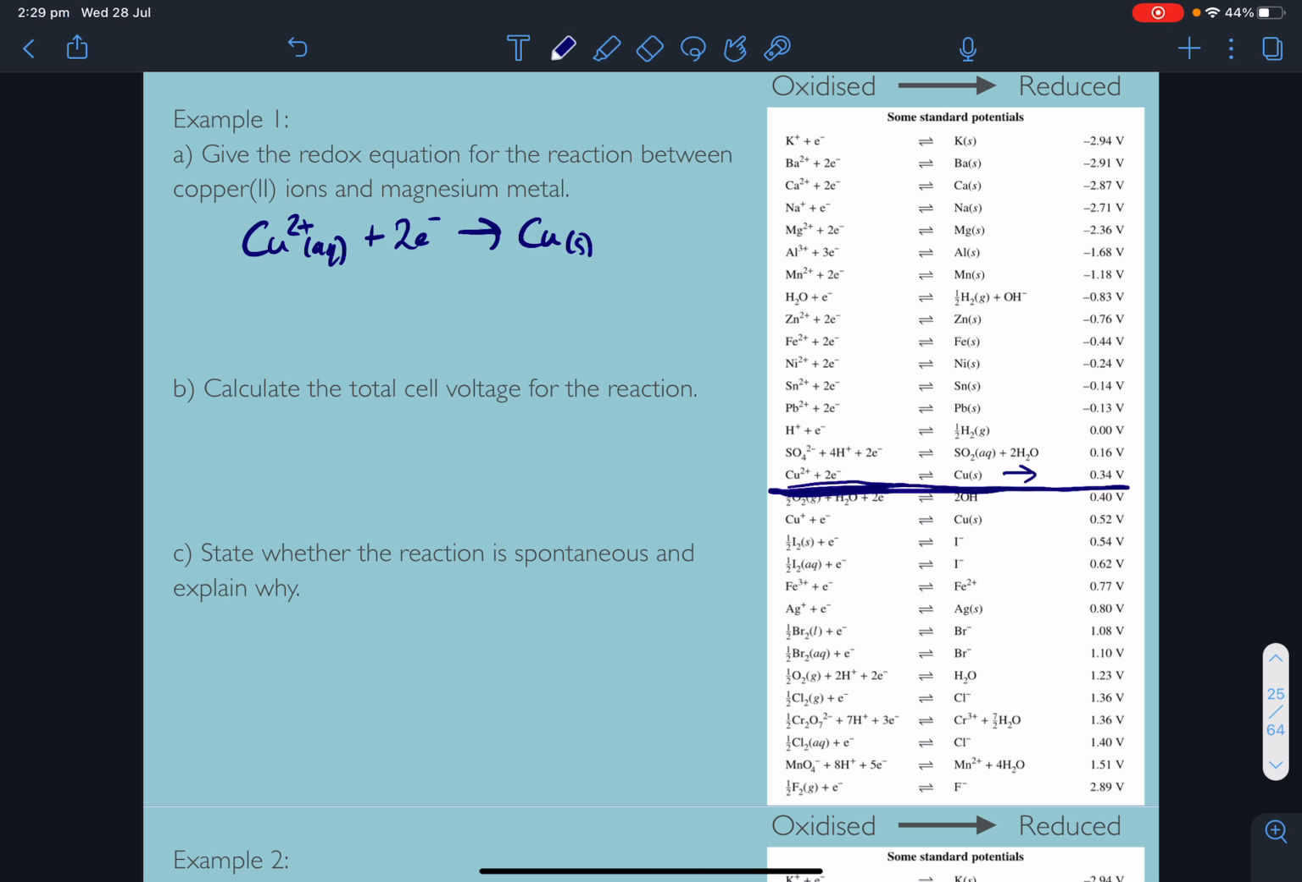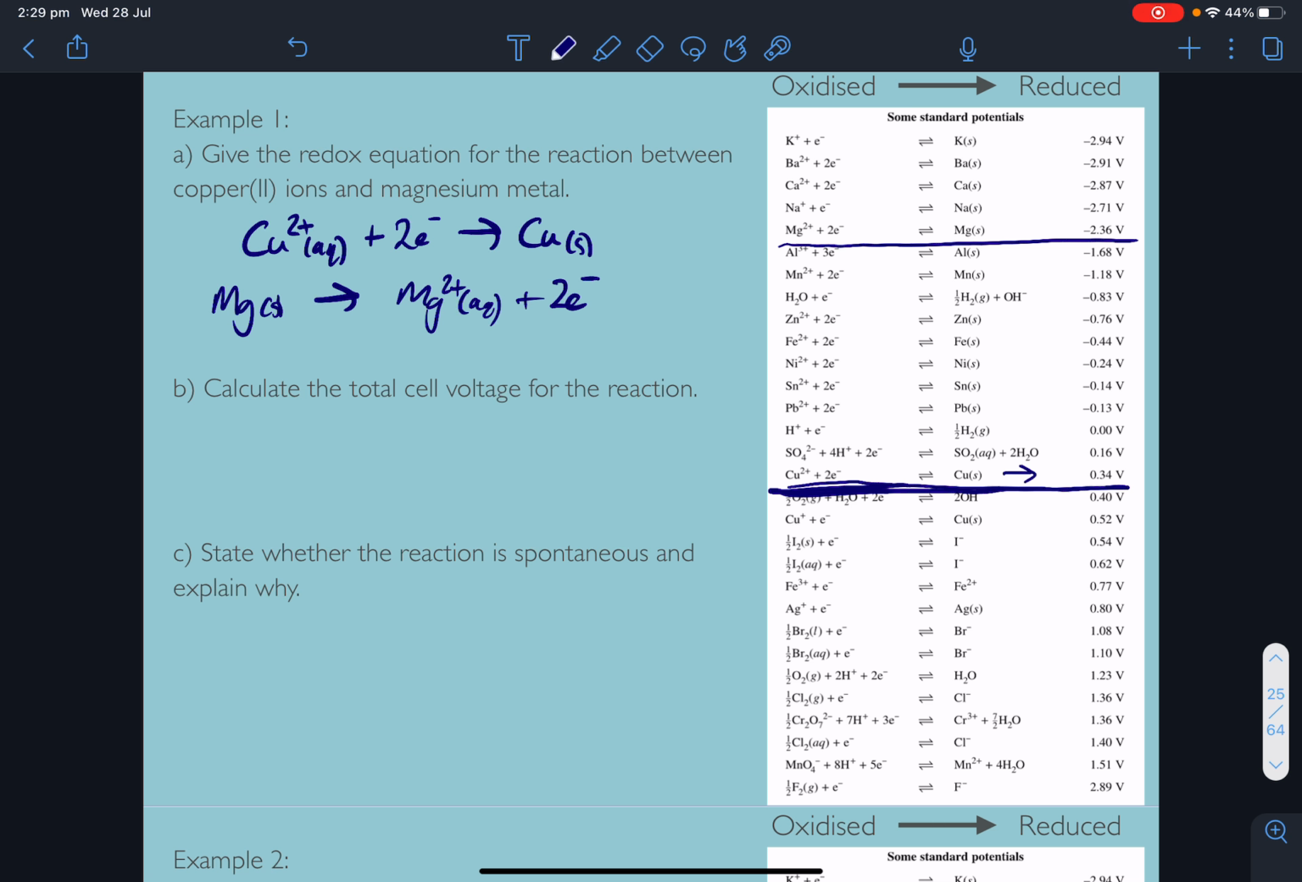And what are we talking about? Magnesium metal. Well, magnesium metal, if it's taking part in a redox equation, can only be oxidized. It can only be oxidized to magnesium 2 plus, and you've got 2 electrons there. Let's find it on here. Here it is. Notice it's in the opposite way there.